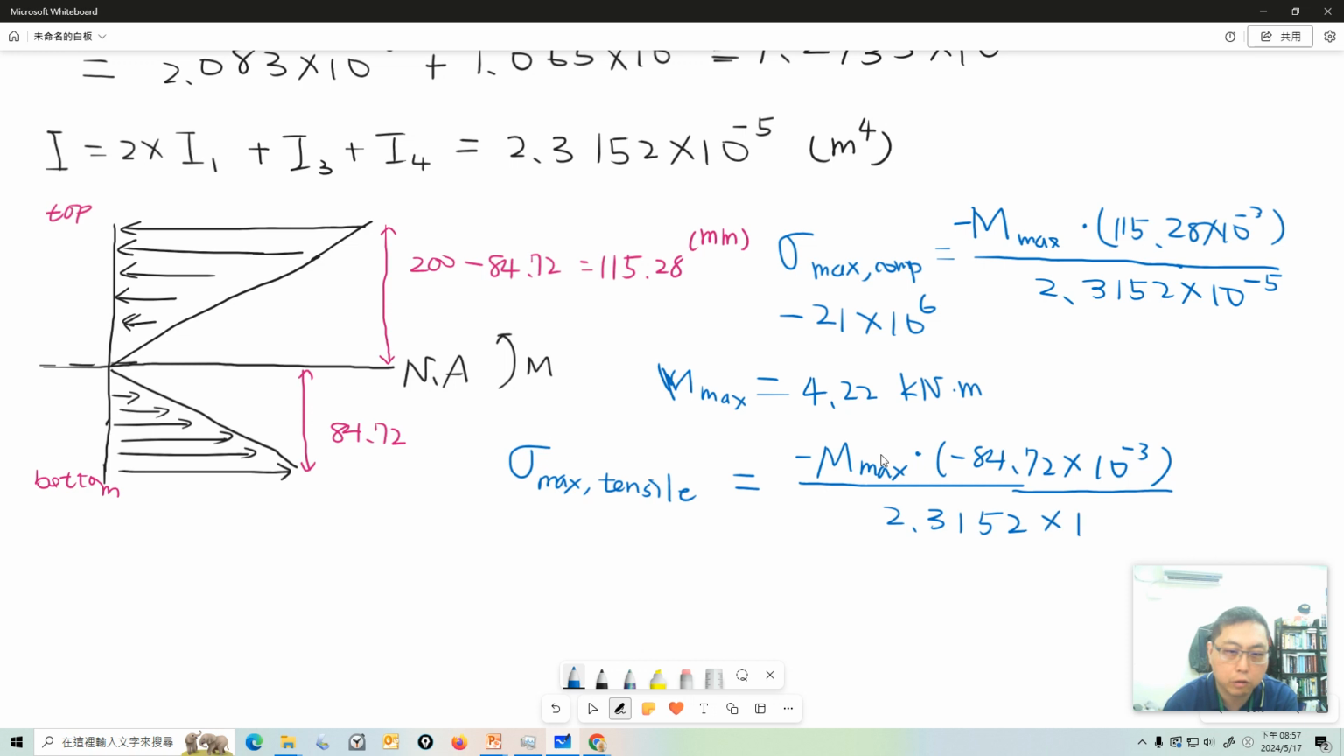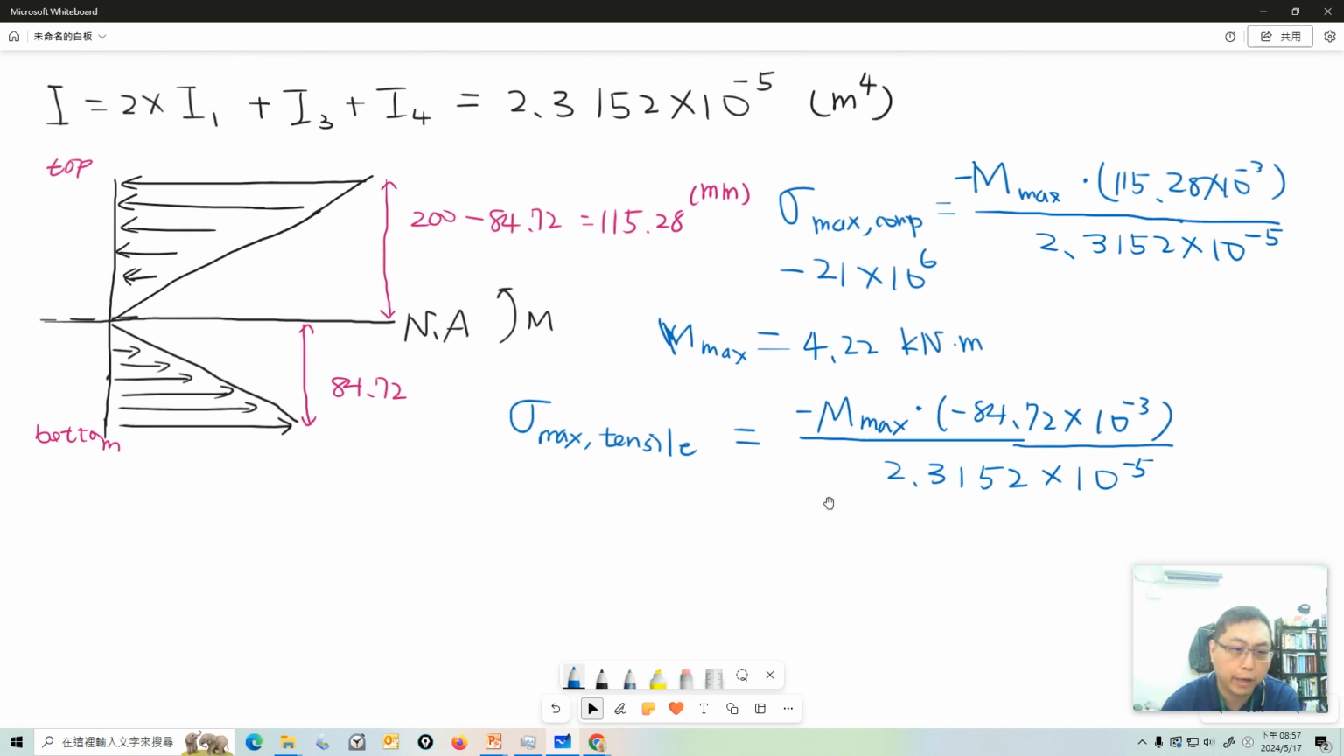I = 2.3152 times 10 to the power minus 5. Okay, so we use the other extreme value, the maximum tensile stress, and then we will get another maximum moment. So our Mmax, if you do this calculation, is about 3.83 kilonewton times the meter.